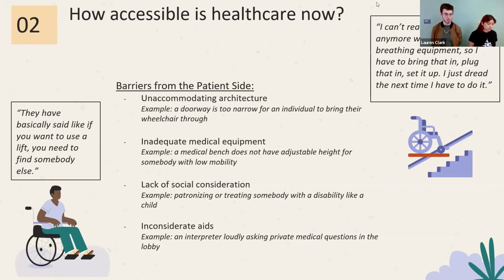Unaccommodating architecture, which is a pretty standard complaint with people with disabilities. It could be doorways being too narrow or ramps not being steep enough or not having ramps for them to physically access it, which is a pretty blatant violation of the ADA.